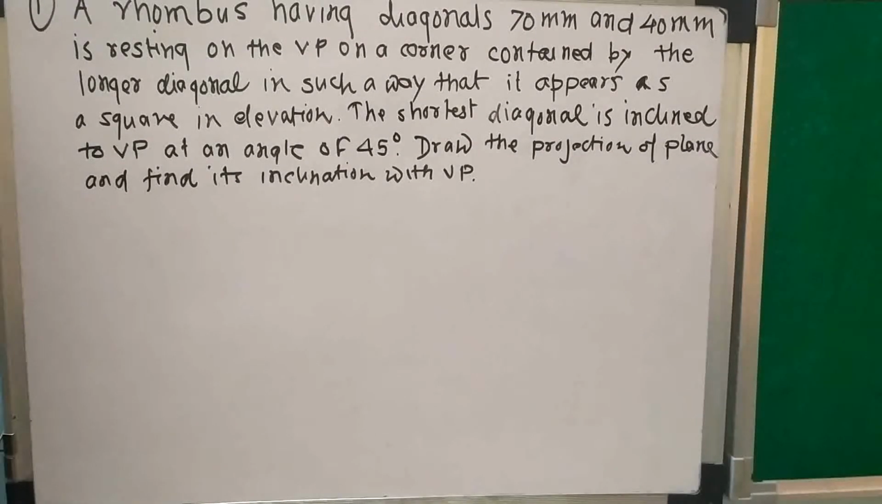Now let's start the drawing sheet problems. First problem we are taking on rhombus. A rhombus having diagonals 70 mm and 40 mm is resting on VP on a corner contained by the larger diagonal. So we know that the diagonals of the rhombus are perpendicular bisectors.